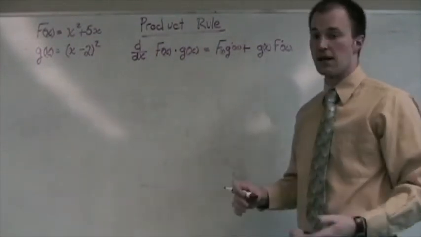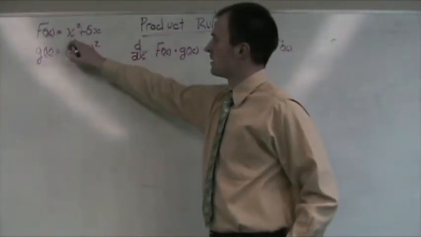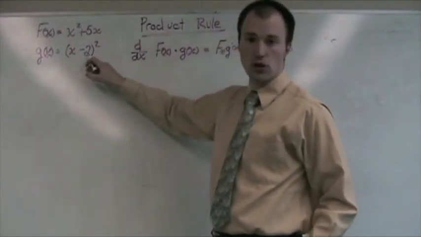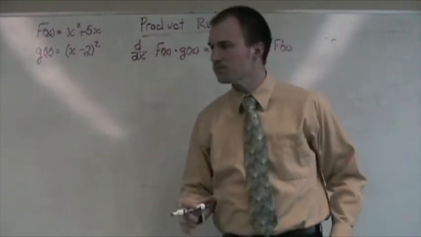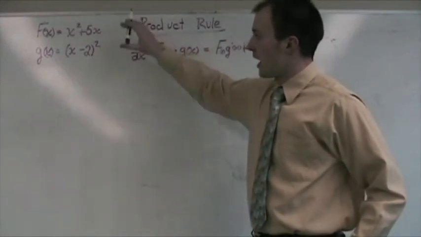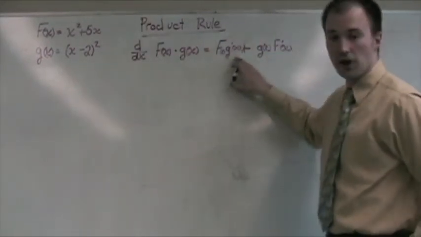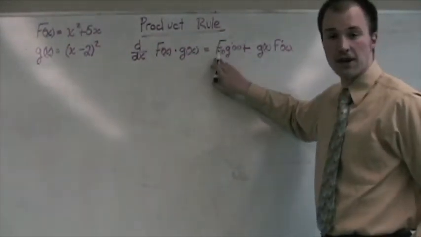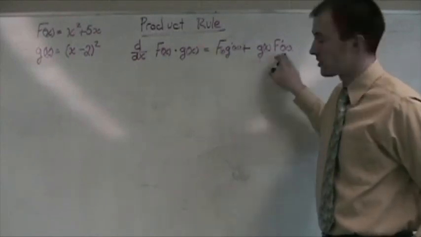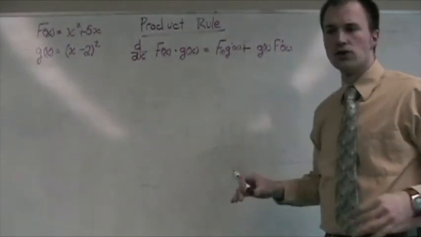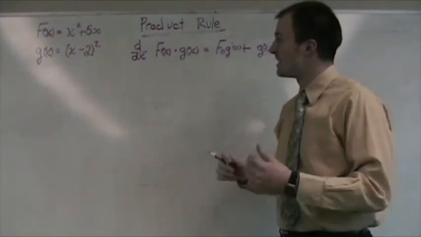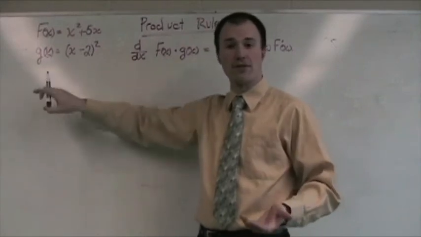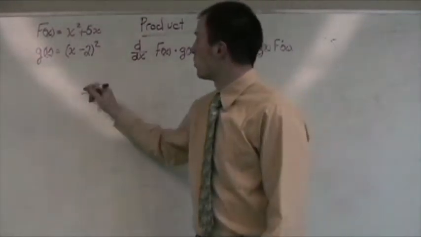Okay? So looking at our example problem, we're going to have f of x is equal to x squared plus 5x, and g of x is x minus 2, that whole quantity being squared. With either of these, and if you look at our function and the derivative property here, you'll notice that what we have are f of x, g of x, f prime of x over here, and g prime of x. So what I encourage my students to do is to right off the bat differentiate each f and g of x function.